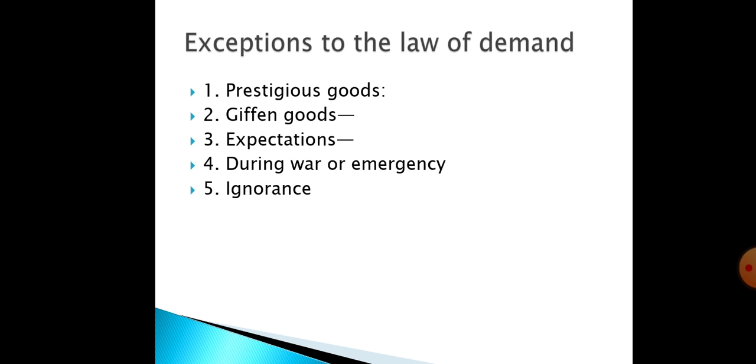During war or emergency, many times people purchase greater amount of goods even at rising prices to store them, with an expectation of their acute shortage in near future. This happens because there is a chance that the goods will be costlier in future, or may even not be available, so people purchase more of them at a higher price. This is also not a real exception of the law of demand.